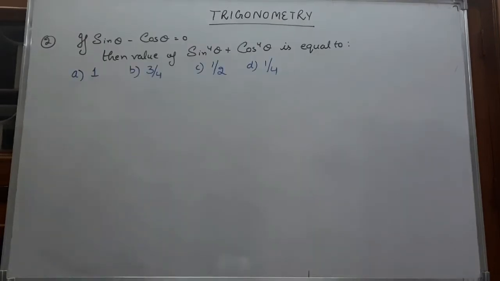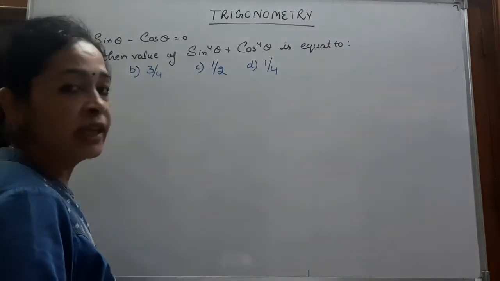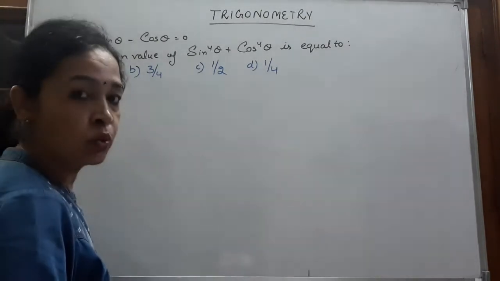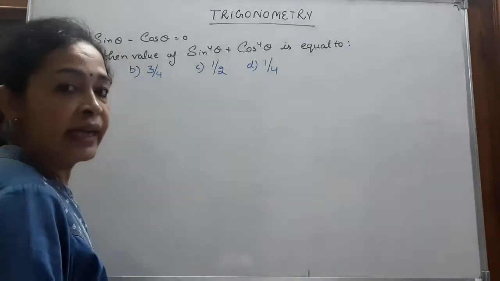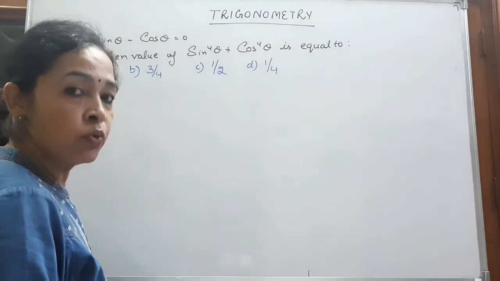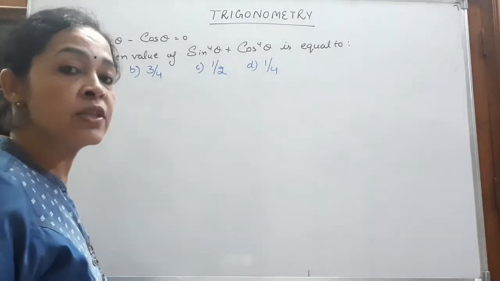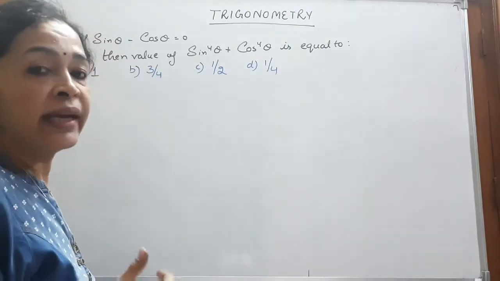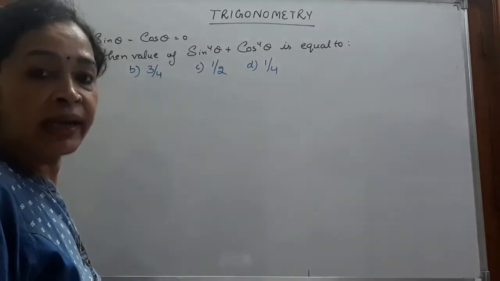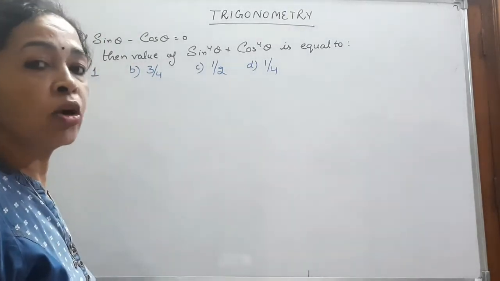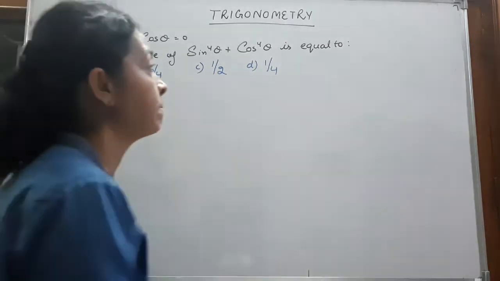If sin theta minus cos theta equals 0, we have to find the value of sin to the power 4 theta plus cos to the power 4 theta. In the previous question, we had done tan to the power 4 theta plus cot to the power 4 theta. But we won't do this question like the previous one, because tan and cot are reciprocals. Is the case the same for sin and cos? Cos and sin are not the reciprocal of each other. Now, how will we do this question?